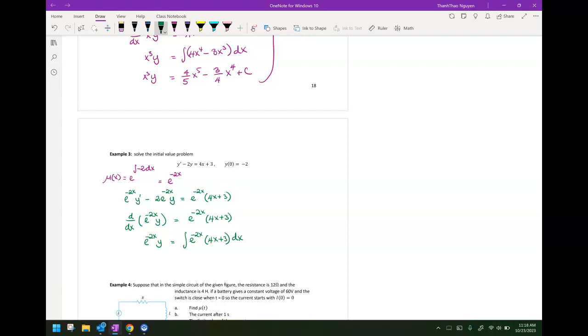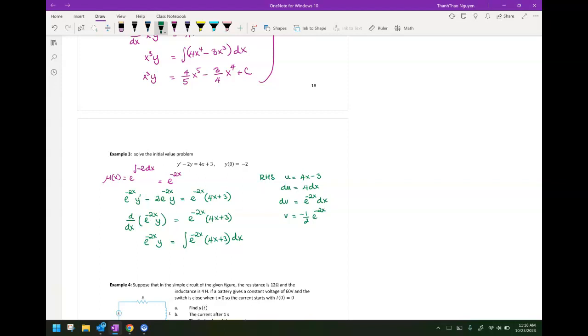We go ahead and do integration by parts, excuse me, for the right hand side. So start with the right hand side. We'll let u equal 4x minus 3, du equals 4dx. dv equals e to the negative 2x dx. v equals negative 1/2 e to the negative 2x.